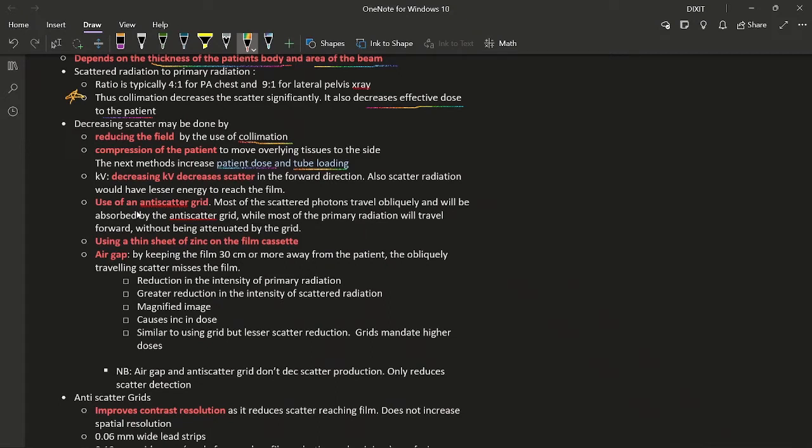Another method is using an anti-scatter grid. Most of the scattered photons travel obliquely and will be absorbed by the anti-scatter grid, while most of the primary radiation will travel forward without being attenuated. Another method, very similar to the anti-scatter grid, is the use of a thin sheet of zinc on the film cassette.